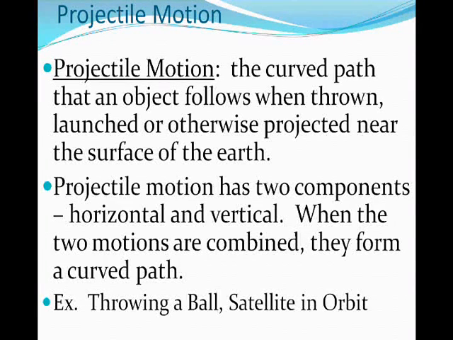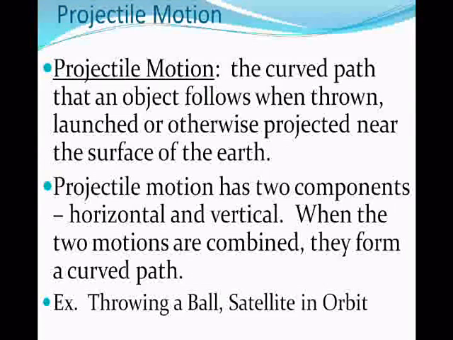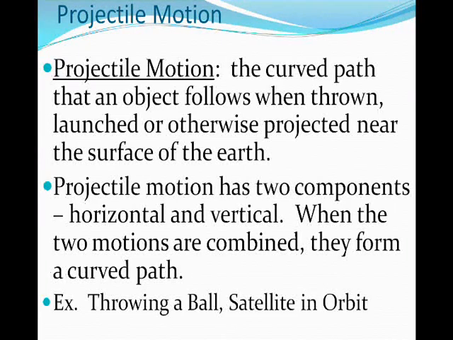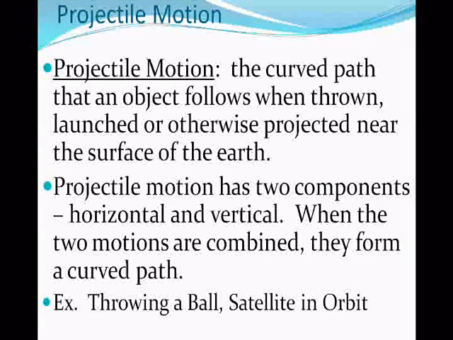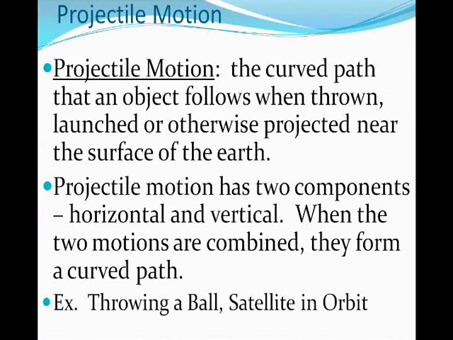Now, there are two components to projectile motion. There's a horizontal component, which is the force that your hand provided to the ball when we're throwing it, so that it can go horizontally. And it also has a vertical force, which is the pull of gravity. When the two motions are combined, they form a curved path. This is also how our satellites stay in orbit. It's from projectile motion.